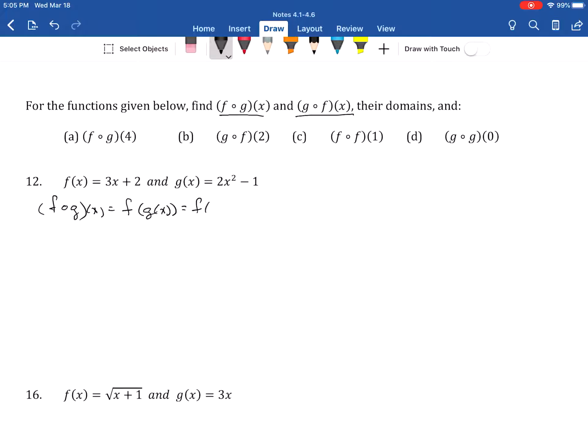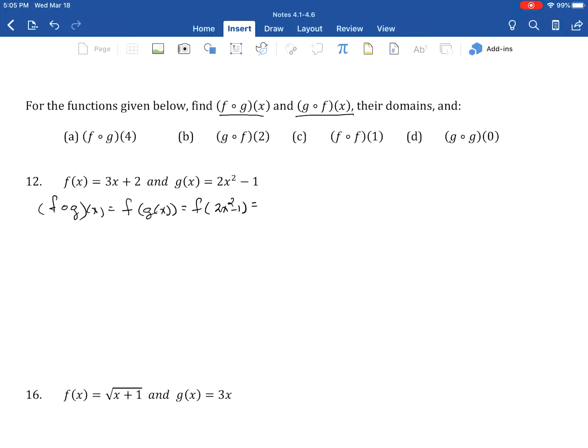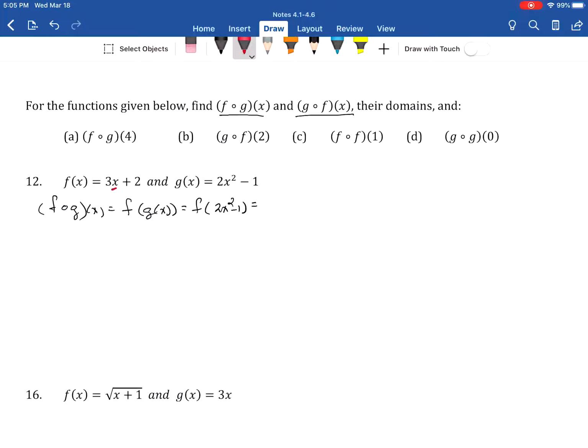So as we learned before, this means take function g, put it into function f in place of the input. Right, so this goes into here. And we simplify. All right, the next thing you're asked to find in the directions is g composed with f.